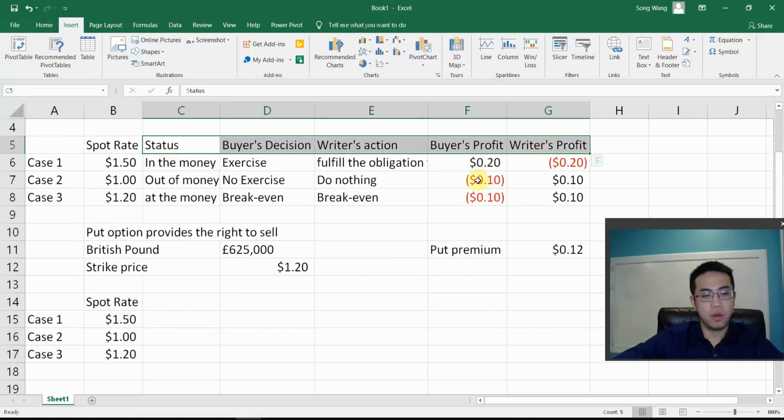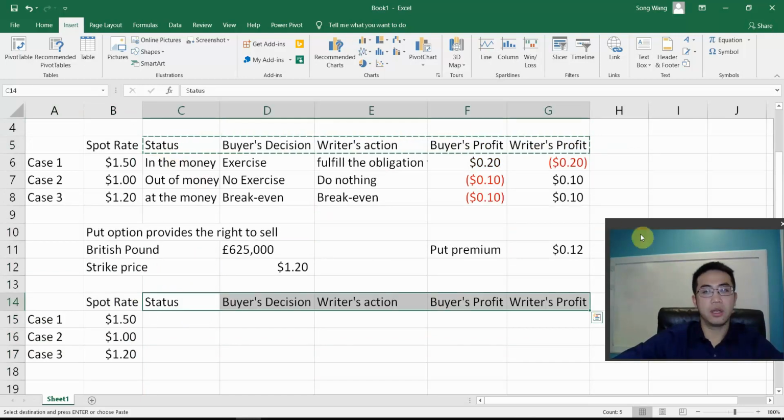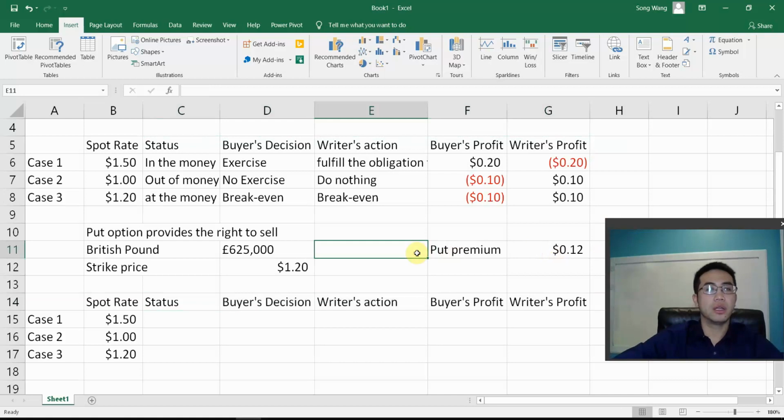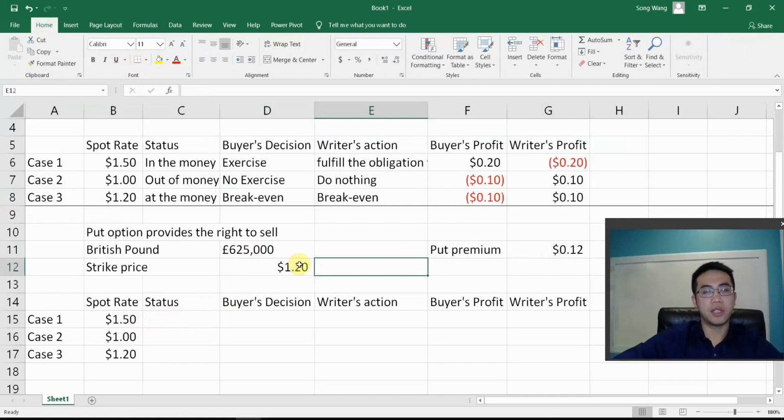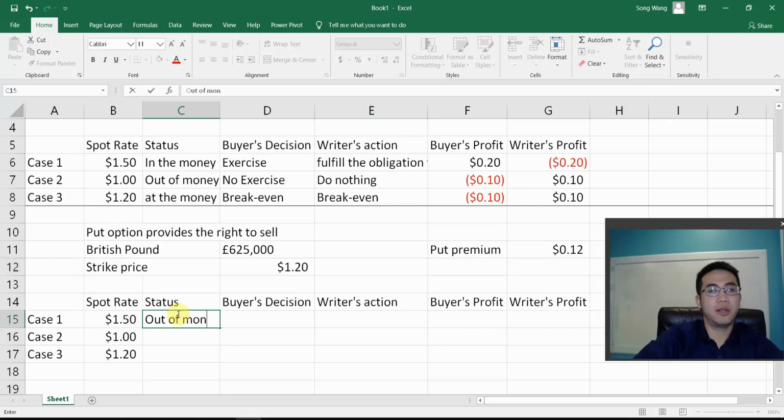So I also put all of this here. So for case 1, when the spot rate is at 1.5, think about that. The put option buyer here will exercise the right to sell at 1.2, and if he sells at 1.2, then with that large amount of British pounds, he or she will need to buy at 1.5, a higher price. Would she or he do that? Probably not. So this is the case when the put option is out of the money.